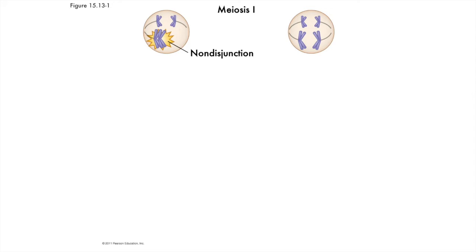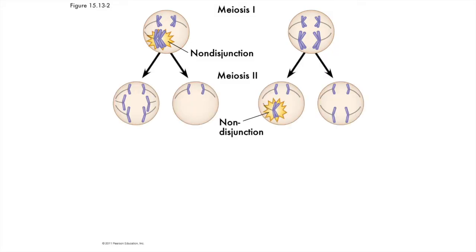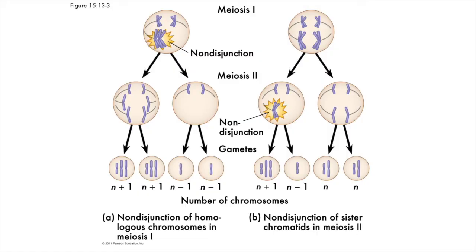So here's what that looks like. In meiosis 1, the homologous chromosomes line up at the metaphase plate, and normally they all separate. In non-disjunction, the homologs fail to disconnect, and both daughter cells end up with the wrong number of chromosomes. Non-disjunction can also occur in meiosis 2, where the sister chromatids fail to disconnect properly. Whether the non-disjunction occurs in meiosis 1 or meiosis 2, the result is at least two gametes with the wrong complement of chromosomes.